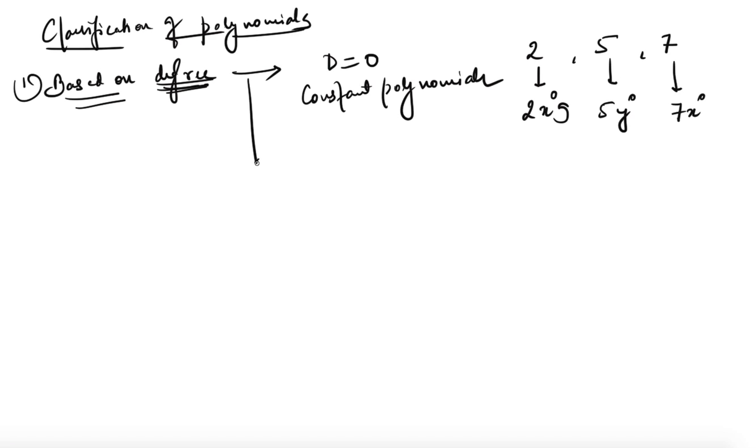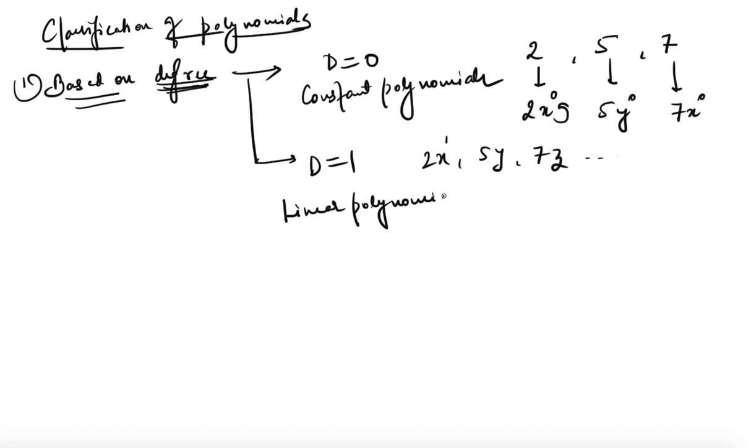First case. Second case, when the degree is equal to 1. For example, say 2x, 5y, 7z, etc. Because the power of the variable is 1, hence it has degree 1. Such polynomials are known as linear polynomials. Other examples include 2x minus 3, 5y plus 8, all are linear polynomials.